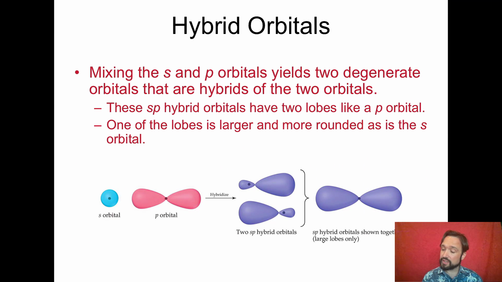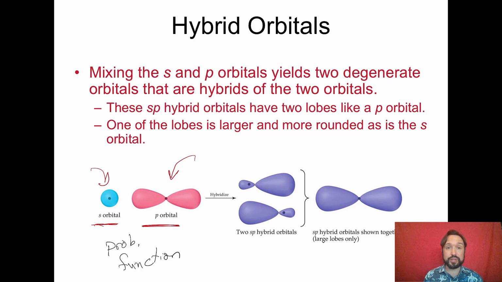Now what does that look like? So I've got this 2s orbital and I've got a p orbital. And we're going to mix and match them, which really what it means is we're going to take the mathematical function that represents an s orbital and the mathematical function that represents a p orbital. Remember, orbitals describe where we're likely to find an electron. They're a probability function. All right? And we're going to take those two probability functions, add them together, and average them out.